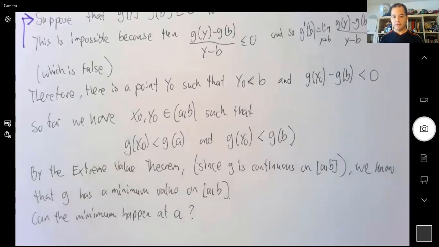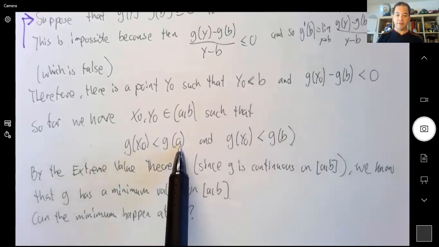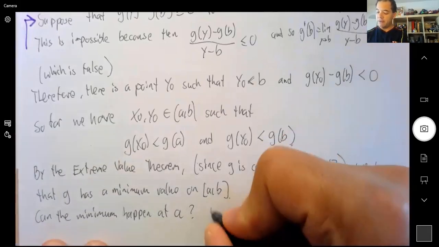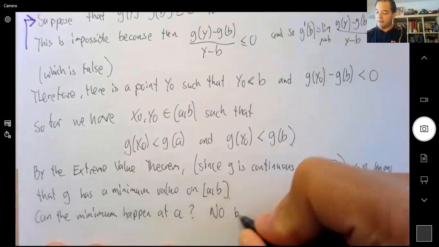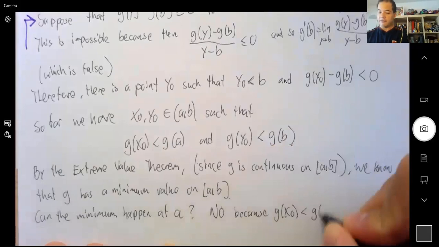That is not the minimum, right? Because this is an even smaller value, right? So g of x0 is even smaller than g of A. So then g of A cannot be the minimum. So can the minimum happen at A? The answer is no, because g of x0 is less than g of A, right?